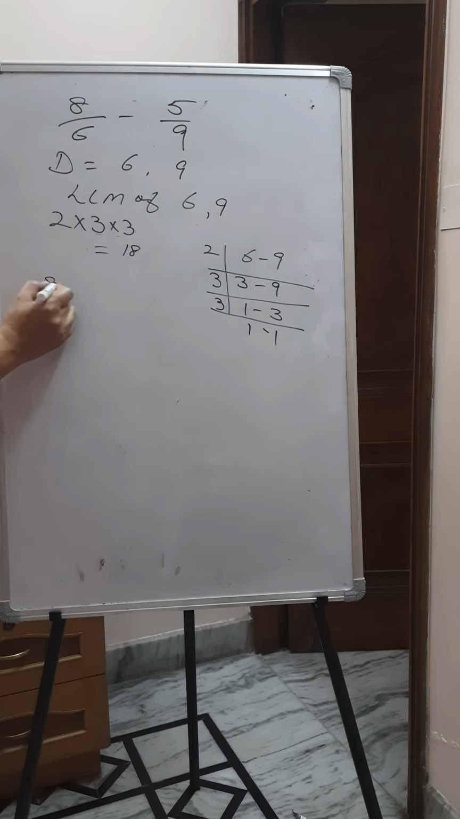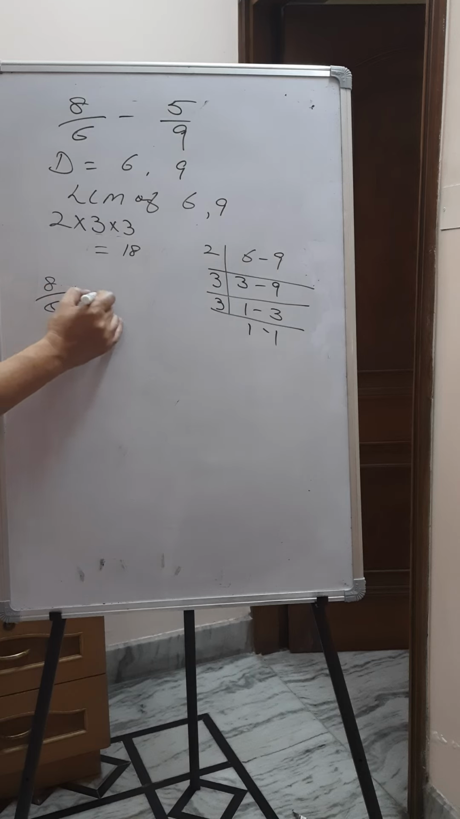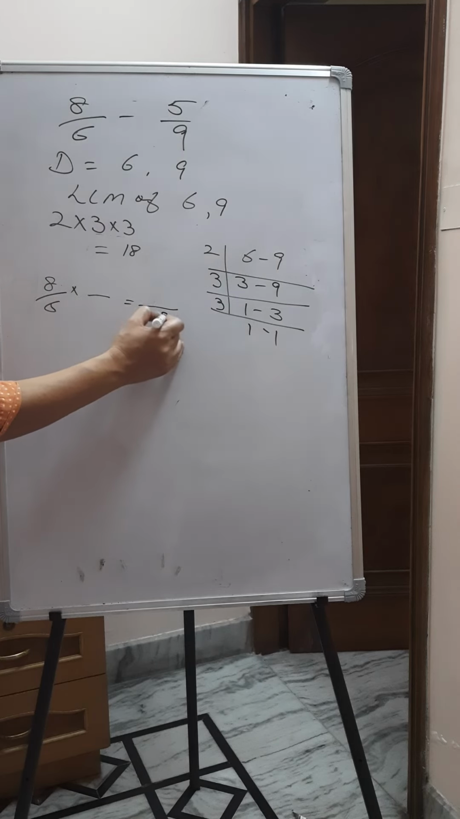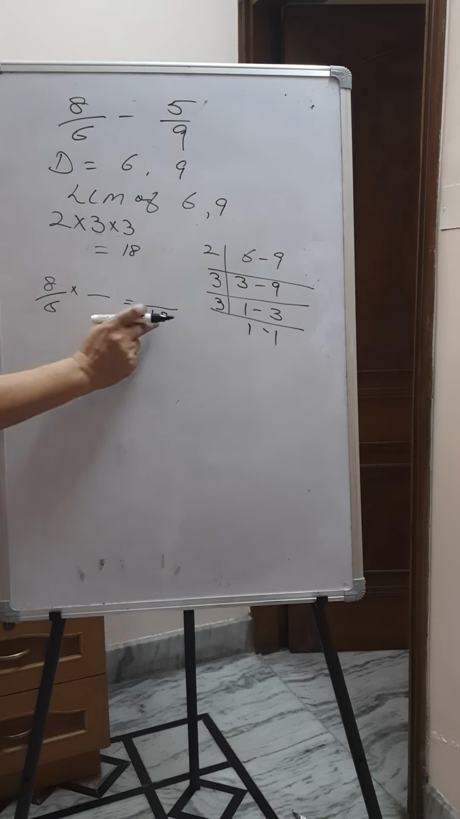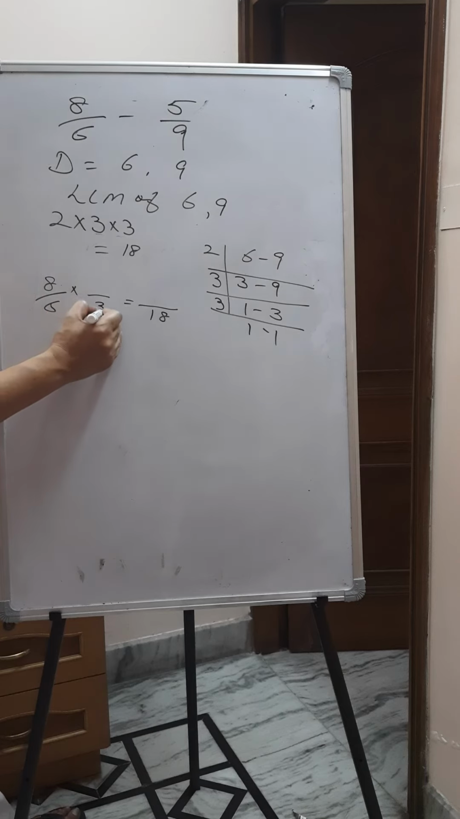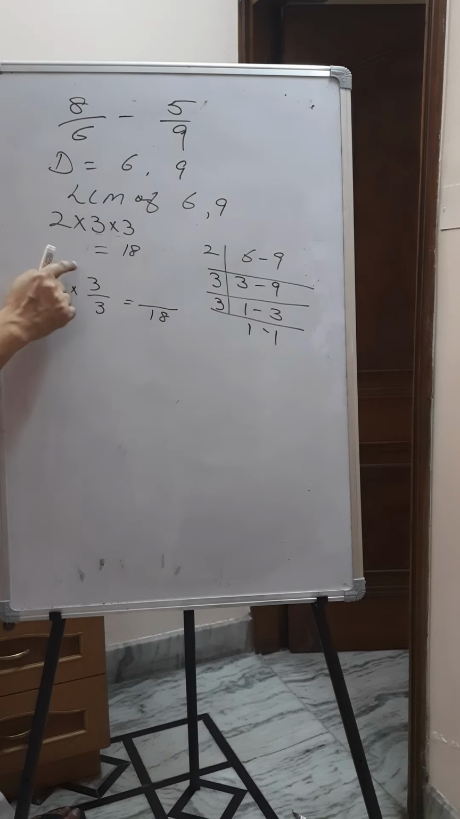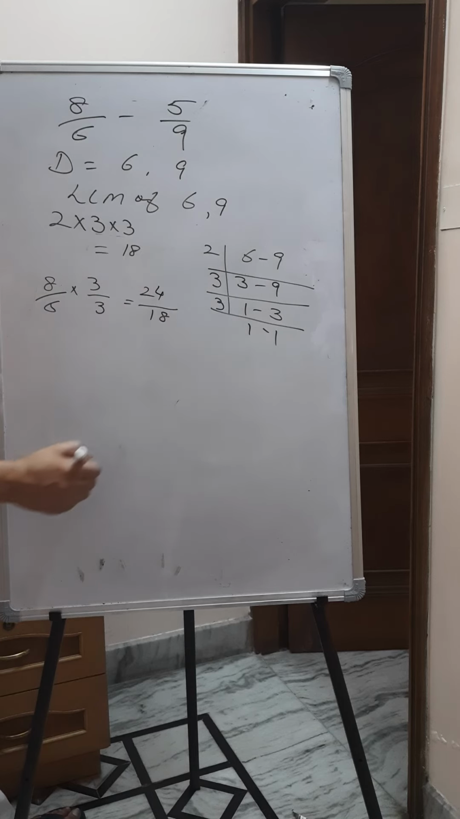Now convert the first rational number into the denominator 18. Convert the first rational number 8 over 6 into the denominator 18. 6 is multiplied by 3, so 3 in the numerator, 3 in the denominator. It is 24 over 18.